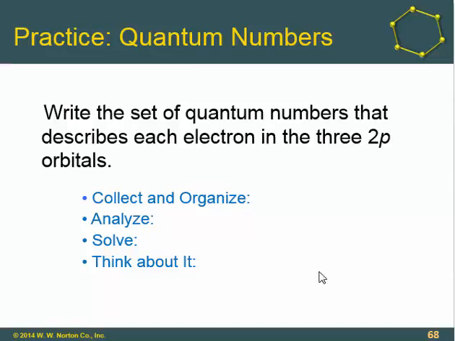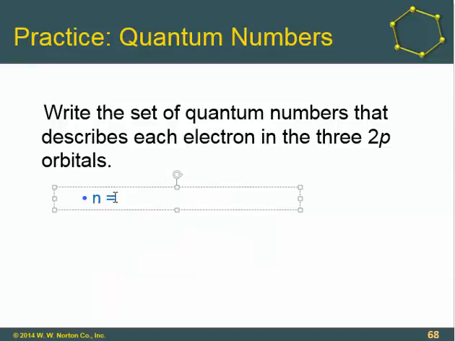So let's look at this practice. Write the set of quantum numbers that describes each electron in the 3p orbitals. Alright, so to do this, let's write down the first quantum number. If we're calling the orbitals 2p, this 2 is referring to the n level. So all the orbitals are in the second energy level or shell, so they all have the same n.